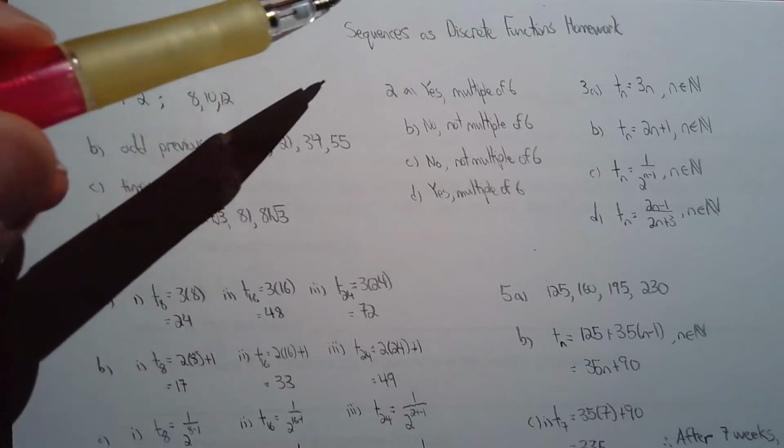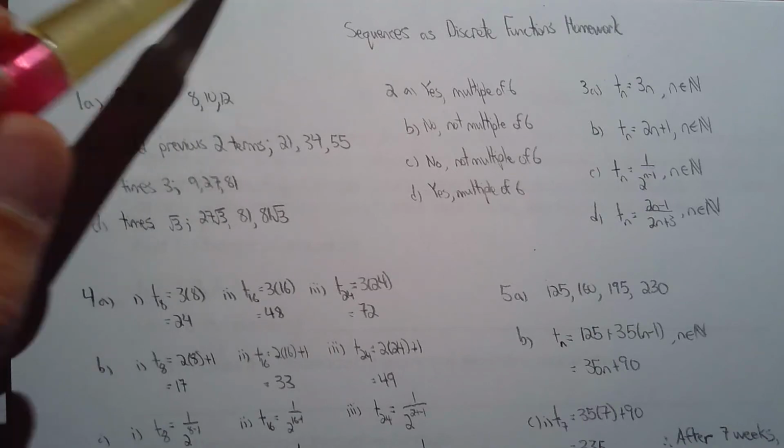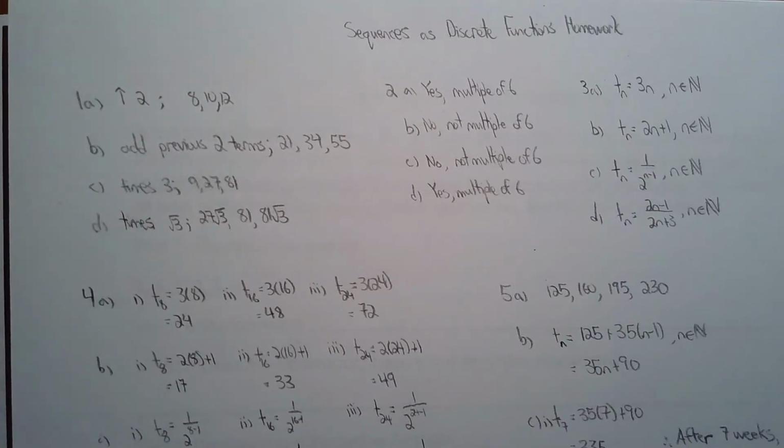For 2, those terms in the sequence are actually all multiples of 6. So you can tell whether numbers, like 126 or 206, are part of the sequence by checking if it's a multiple of 6. So if it's not, then it's not part of the sequence.